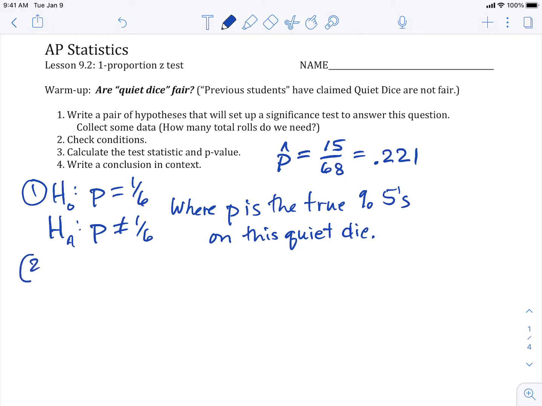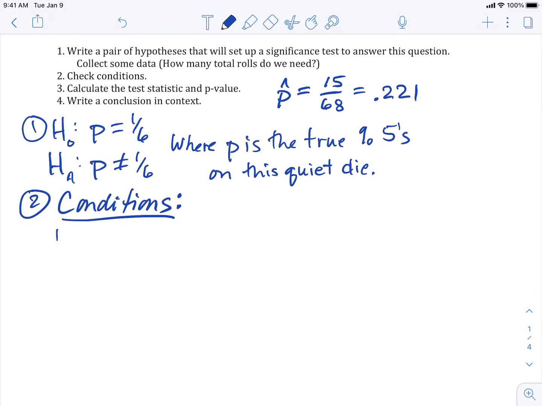Second step is usually the conditions. And the good news is it's the same conditions that we've had for a one proportion interval. So if you can remember the 3 conditions, first of all, we'd like to have a random sample. Well, this is a little different because we only rolled it 68 times out of all the times we could have rolled it. It's not really a random sample because we didn't take a sample from the rolls that could have been made tomorrow or next week or next year. So what we might say is something like this.